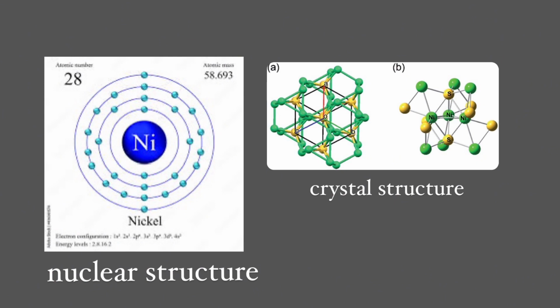In the other picture, it is the crystal structure of nickel. It is called the face-centered cubic structure, or FCC. It is a box where each of the corners have an atom, and there's another atom in the face of each of those boxes, creating a 3D-like pattern.